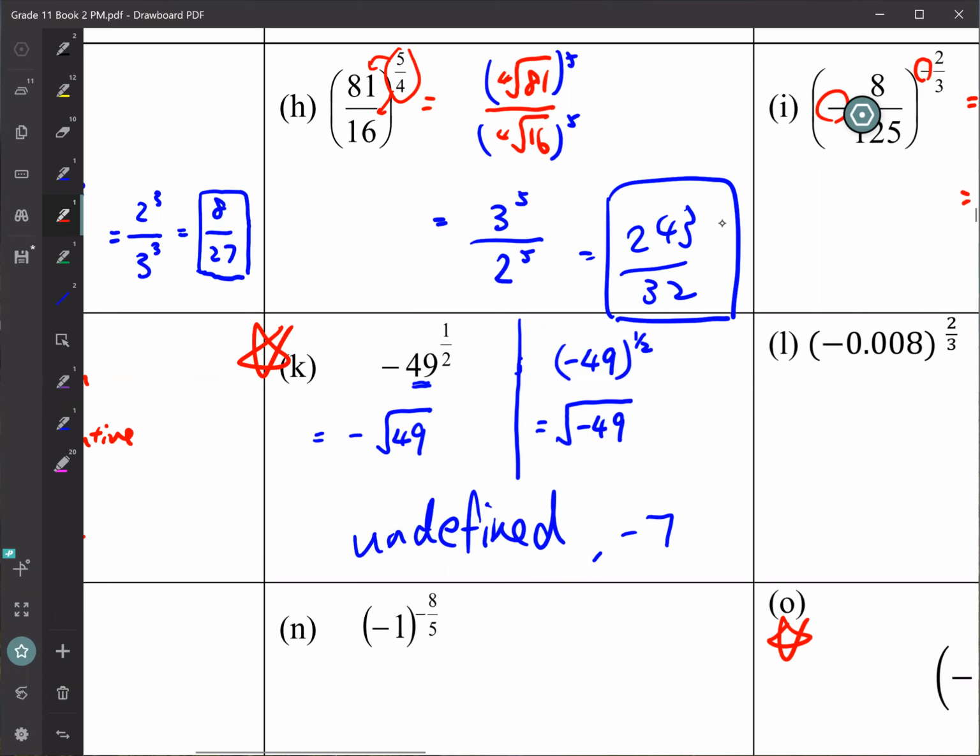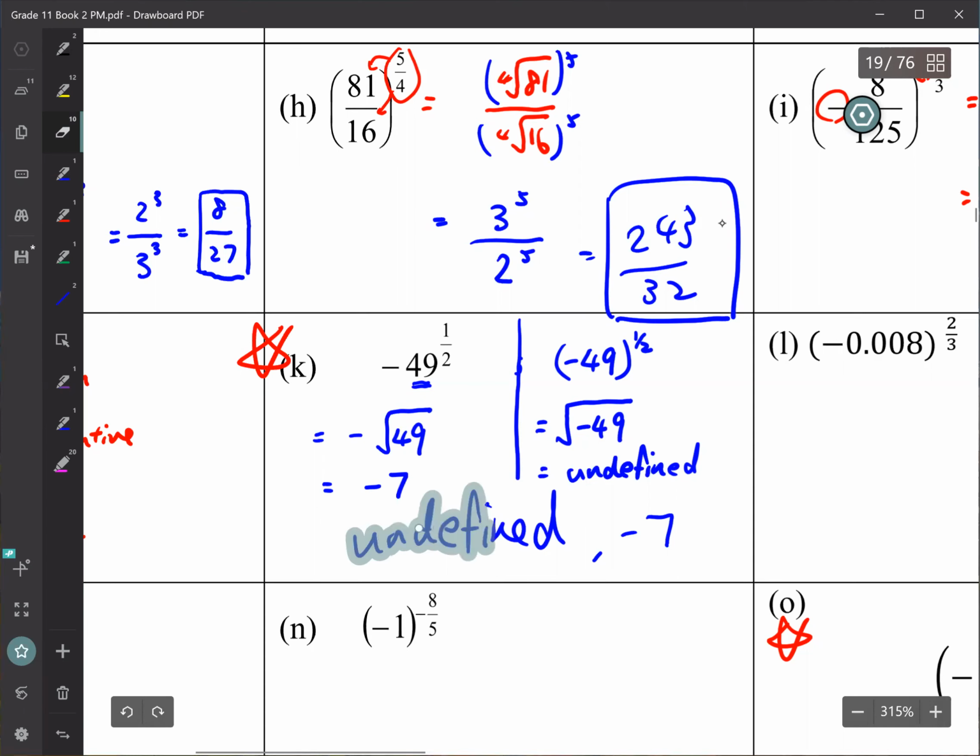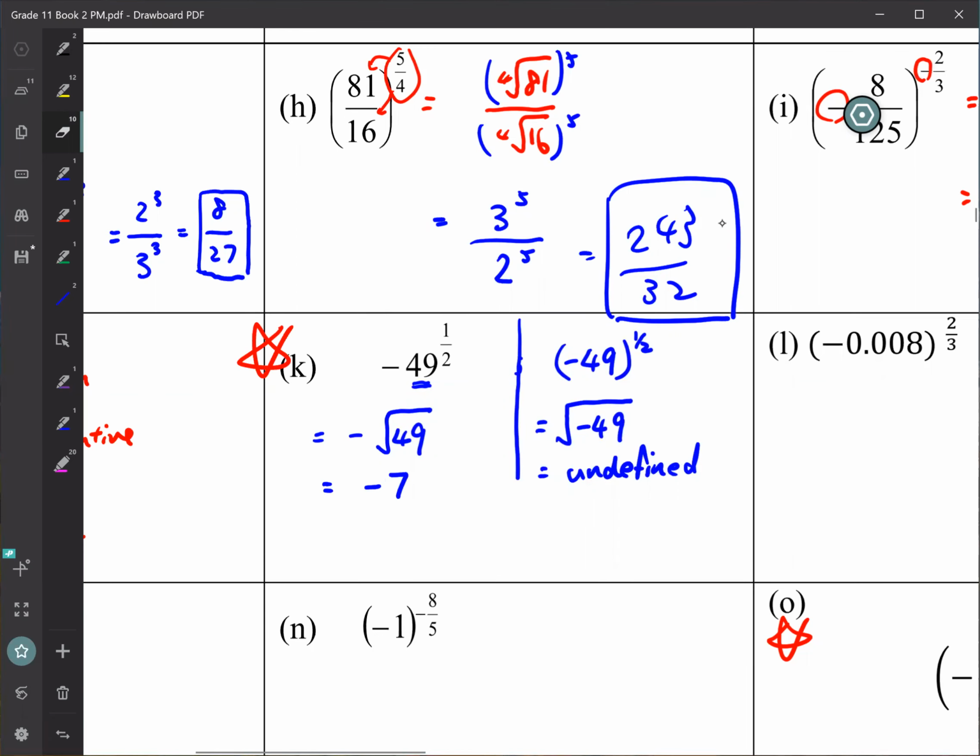Even though we have a negative, the negative is not part of the root. So for the right-hand side, it will be undefined. But for the left-hand side, it will be negative 7. So actually this question is defined. Remember, the negative has to be inside the root for a square root to be undefined.